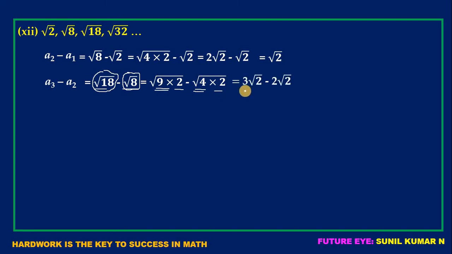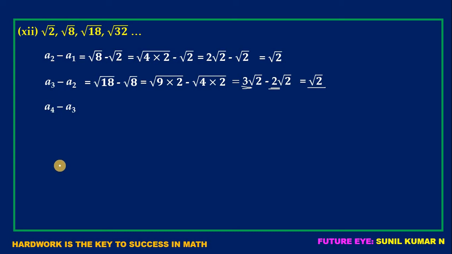It means we get this. Now let us subtract this. Look here, 3 is there and here 2 is there. In 3 if you subtract 2, how much will you get? 1 you will get, and root 2 will be as it is. It means in 3 root 2, if you subtract 2 root 2, you will get only 1 root 2 itself.